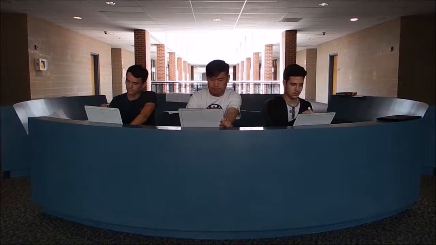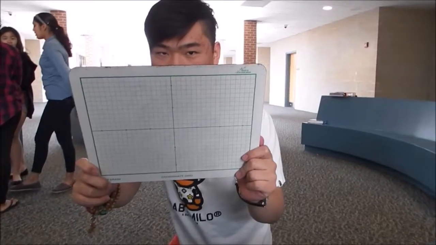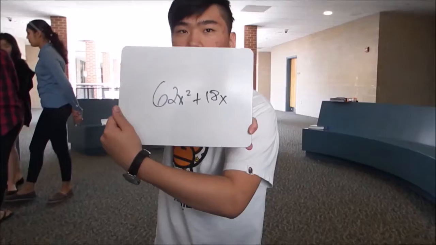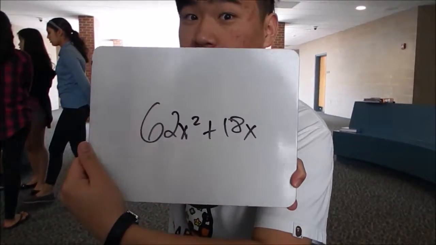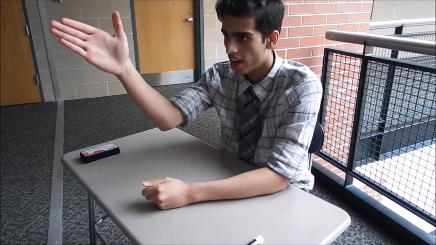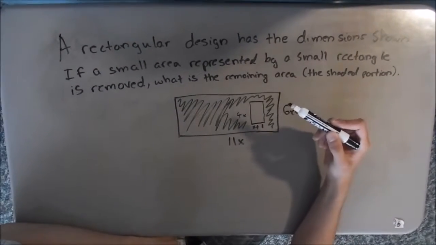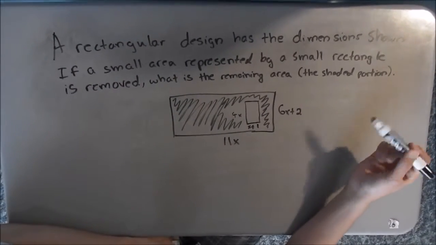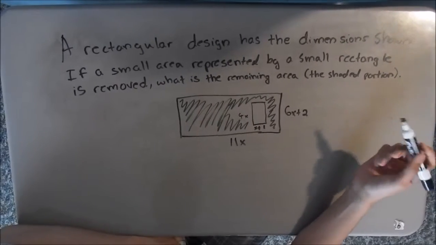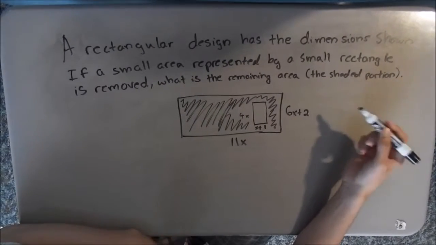A rectangular design has a dimension shown. If a small area is removed from the rectangle, what is the remaining area? I got it. Yankee, your answer is correct. Alright, so let's get down to explaining this problem. A rectangular design has the dimensions shown. If a small area represented by a small rectangle is removed, what is the remaining area?